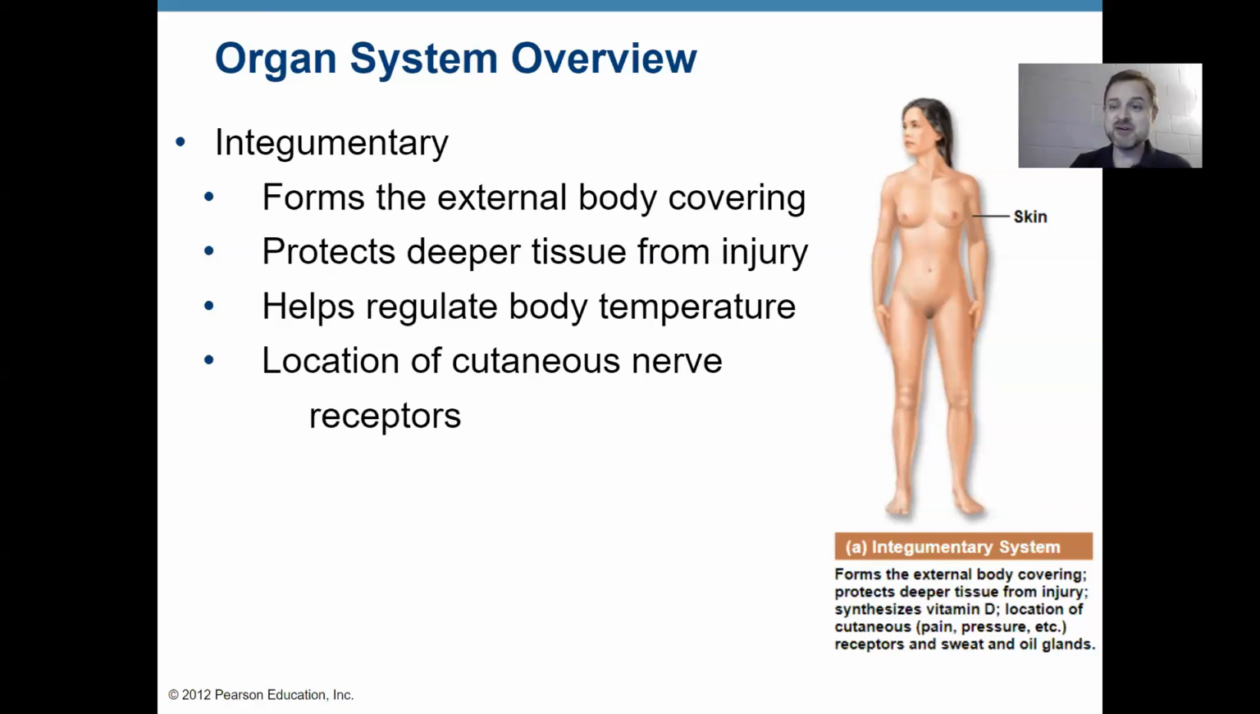So the integumentary system, say that 10 times fast, is basically your skin. It forms the external body covering of your body. It has many functions. Largely, it's for protection, keeps things that are outside out, keeps things that are inside in. Your skin does help regulate your body temperature. If you get hot, you sweat. If you get cold, you shiver. And lots of your nerve endings, your cutaneous nerve receptors that allow you to feel, are also located inside your skin.